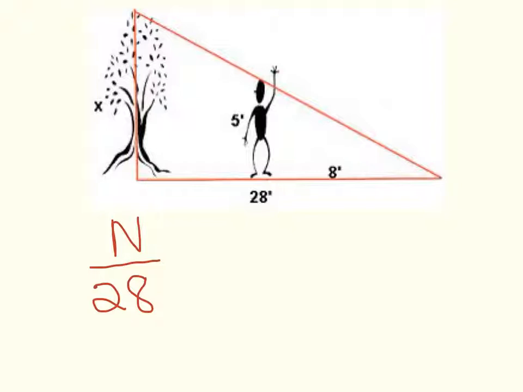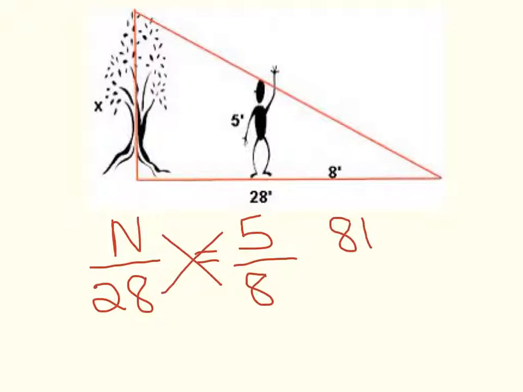The person that's standing there is going to create a shadow that is proportional to the tree's shadow because they're standing under the exact same sun. So I know that a 5-foot person creates a shadow that is 8 feet long. Now I have my proportion. The height of the tree to a 28-foot shadow has to be equal to the height of the person, creating an 8-foot shadow.